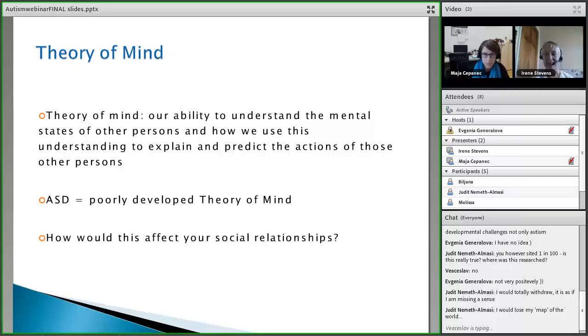Okay. So you can see why one of the deficits that are around for children and young people affected by ASD is that lack of social reciprocity. So social relationships are extremely difficult. And one of the reasons behind this may be the poorly developed theory of mind.